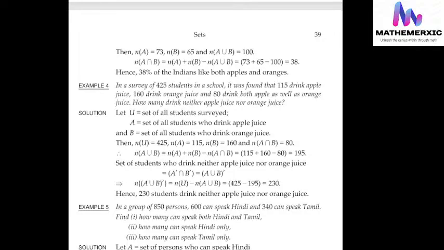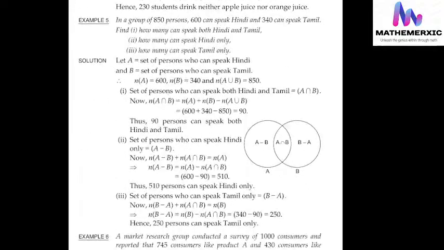We use it in many questions to solve. Let us see one question. In a group of 850 people, 600 speak Hindi and 340 speak Tamil. How many can speak both Hindi and Tamil? So n(A) is this much, and n(B) is this much. A is the set of persons who can speak Hindi, and B is the set of persons who can speak Tamil.